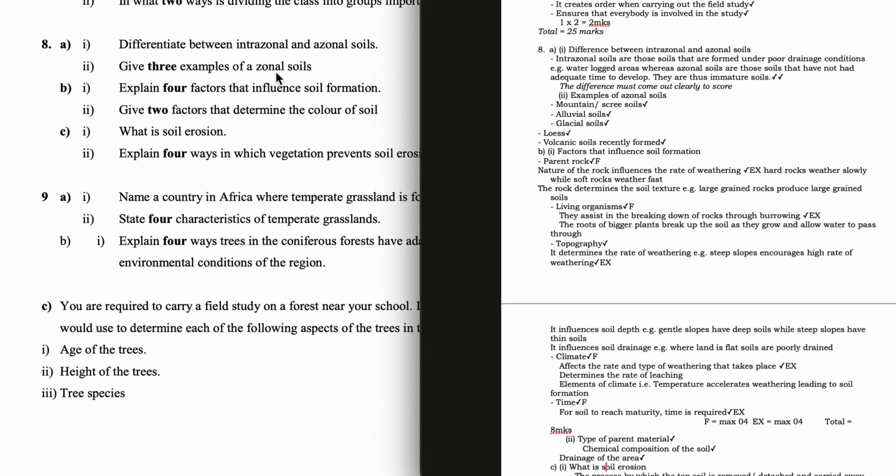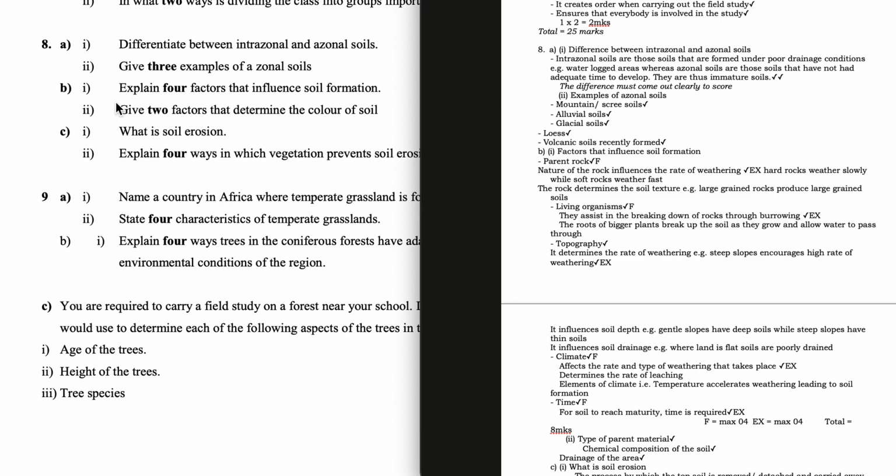8A2. Give 3 examples of azonal soils. Azonal soils examples: mountain soils, alluvial soils, glacial soils, loess, volcanic soils recently formed.